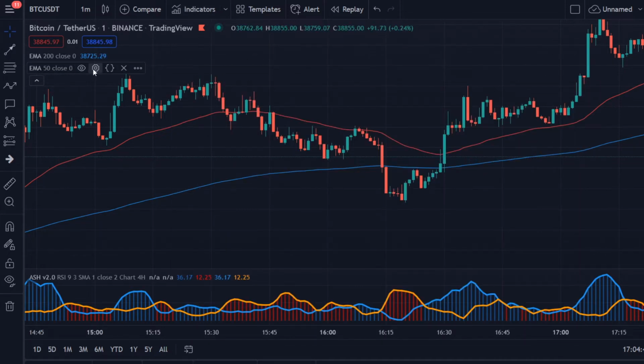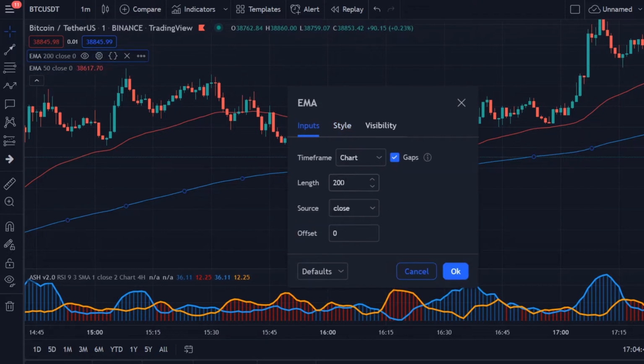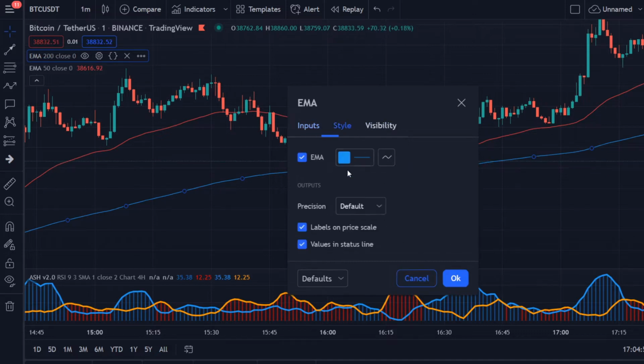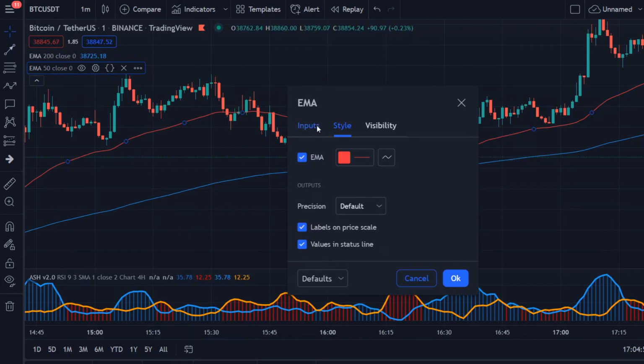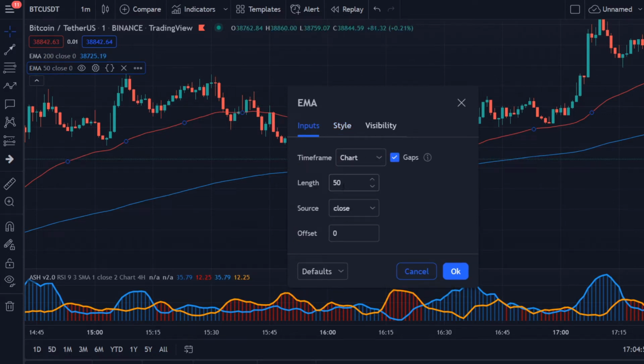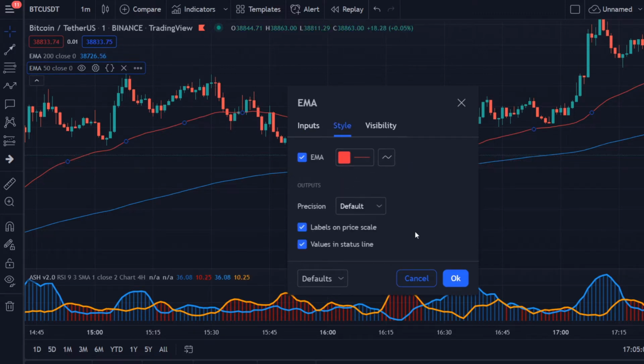Then we need to adjust it. First we are looking at the exponential moving average. We need a 200 length instead of a 9, and I use the blue color. And we are looking at the 50 exponential moving average. Again, instead of a 9, use a 50 length, and I change the color to red.